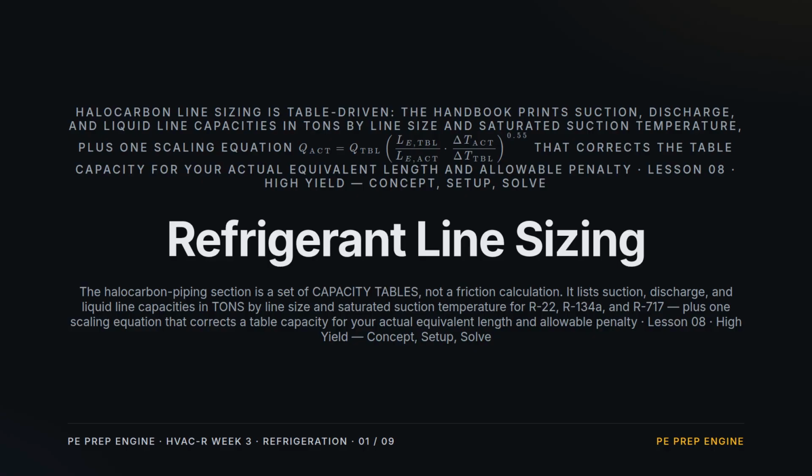Week 3, Lesson 8, Refrigerant Line Sizing. Like the insulation section, this one is table-driven, not formula-driven. The handbook prints line capacity tables in tons for the suction, discharge, and liquid lines of R22, R134A, and ammonia. The only equation is a scaling correction that adjusts a table capacity to your actual equivalent length. We'll read the table, scale it once, and flag the traps that make these problems bite.